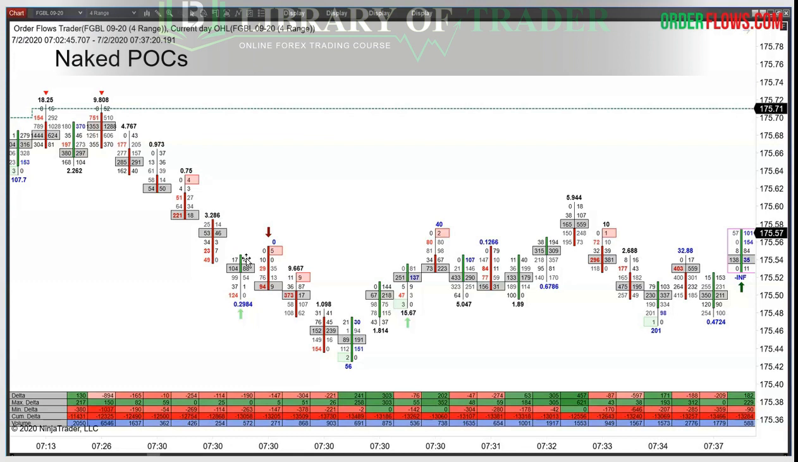Okay, you see your naked points of control? Probably not, right? The reason is it's a range-based chart, and you see how it moves a bit differently. Here you've got a naked point of control. This one's not. This one's not.